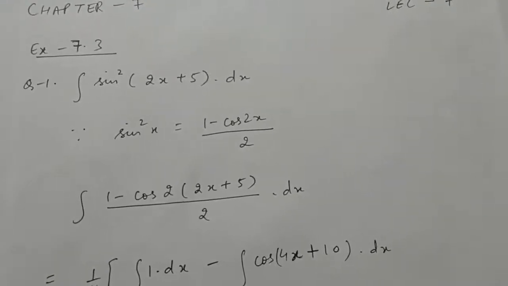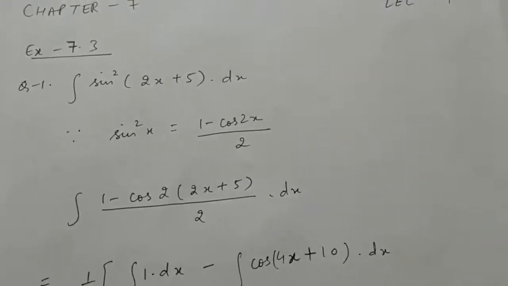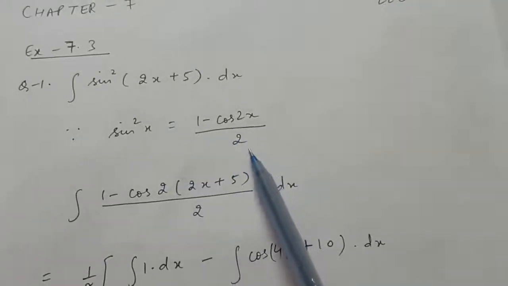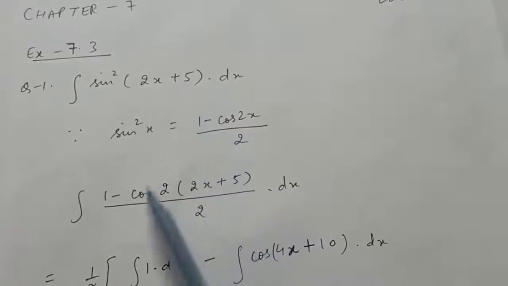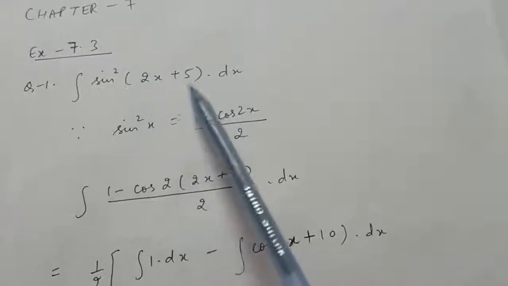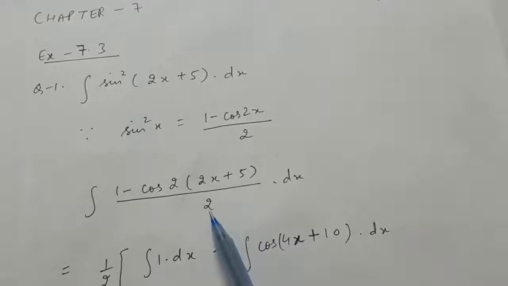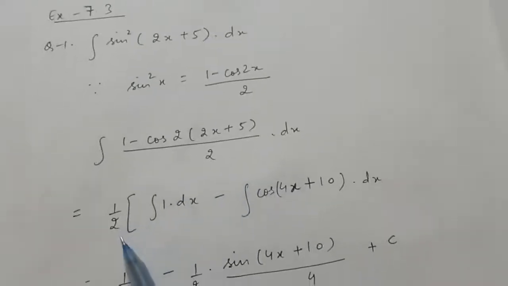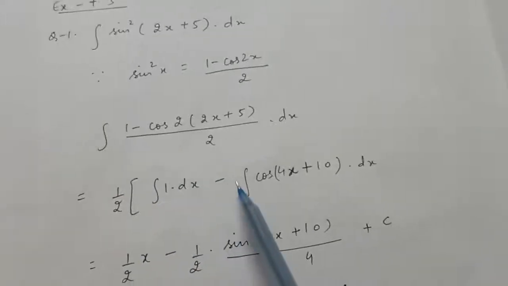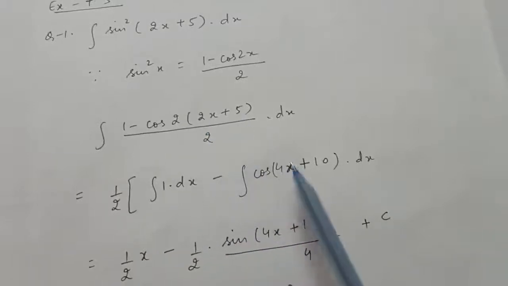Question first is integral of sin square (2x plus 5) dx. As you know this formula that sin square x is equal to (1 minus cos 2x) by 2. Therefore this is equal to (1 minus cos 2 times (2x plus 5)) upon 2. Now take out this 1 by 2 from the integral. So you will get integral of 1 minus integral of cos (4x plus 10).